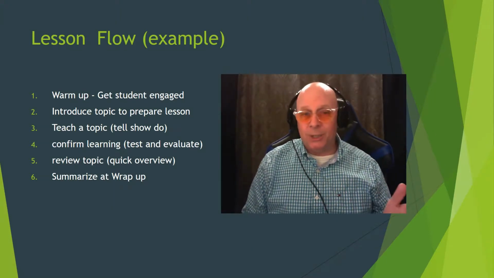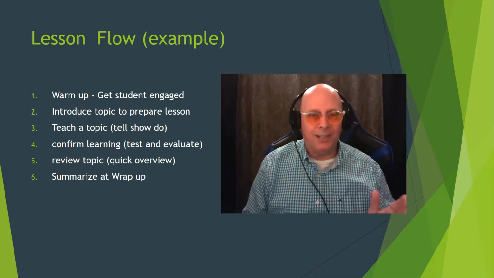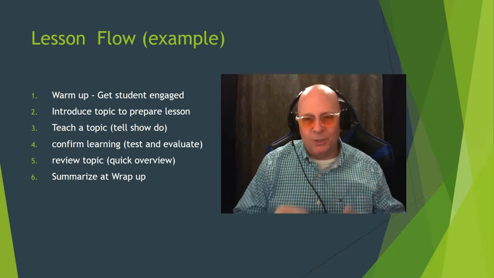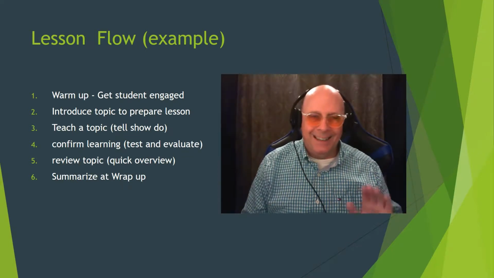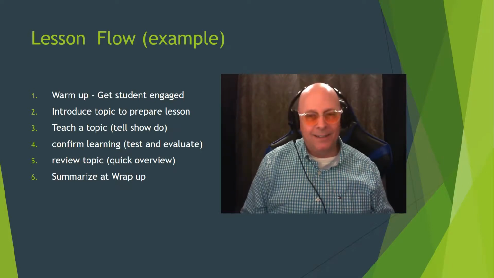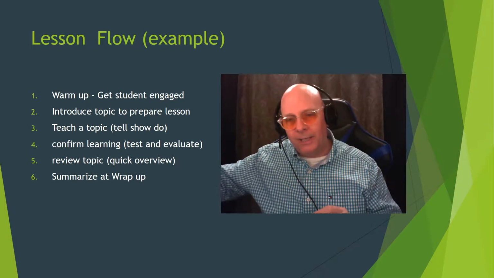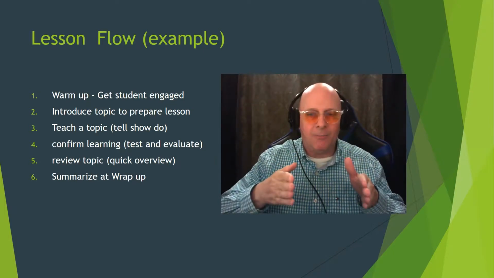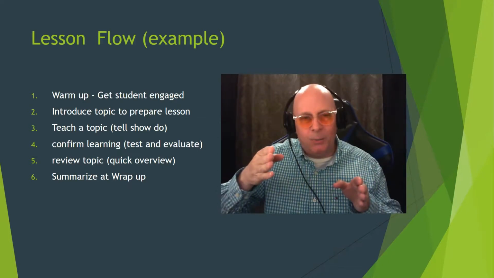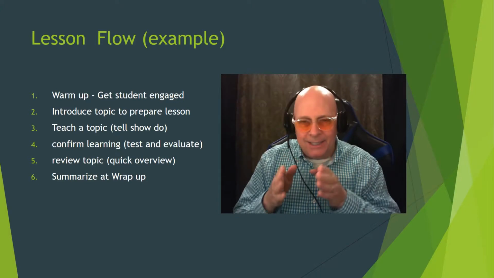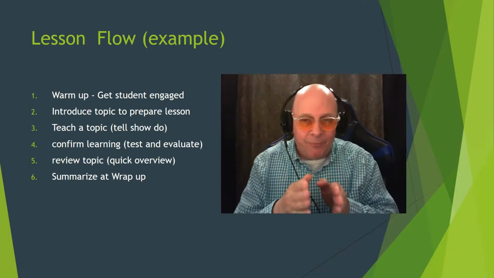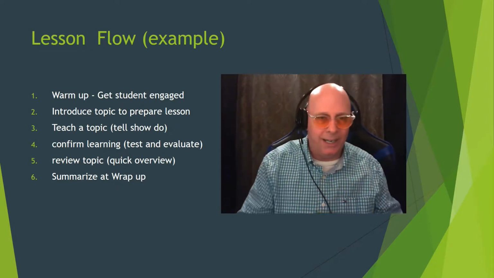Number 3 is to teach the topic. We talked earlier about tell, show, do, the lecture, the demonstration, and then have the student engaged by doing. Number 4 is to confirm the learning. That's to test and evaluate. You don't want to go too far into a subject matter unless there's a confirmation of learning. So that way each milestone is evaluated, and then the teacher can go back 1 or 2 slides to cover a topic if it is found that the student needs more help.